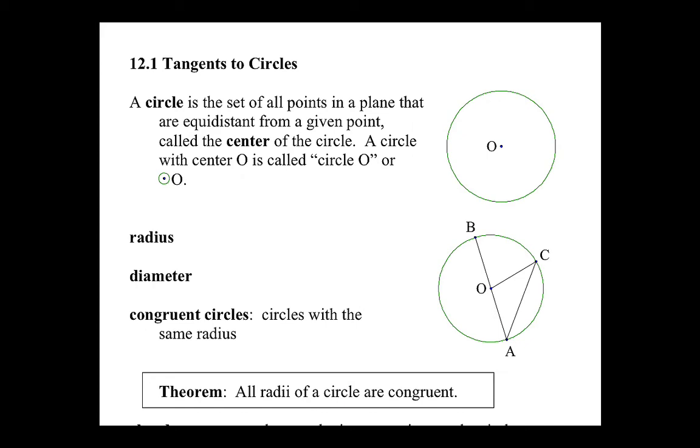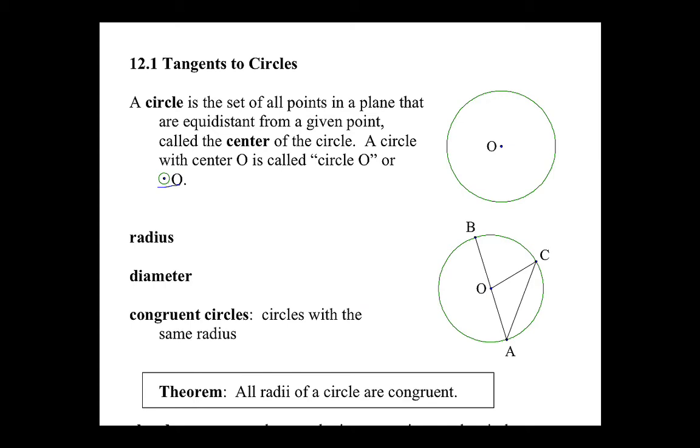In Chapter 12, we're going to be learning about circles. So to start, the definition of a circle is the set of all points in a plane that are equidistant from a given point, which we call the center of the circle. So we're going to use the point O for the center of that circle, so we would say this is circle O, or we could use this abbreviation right here, which says the same thing, circle O.